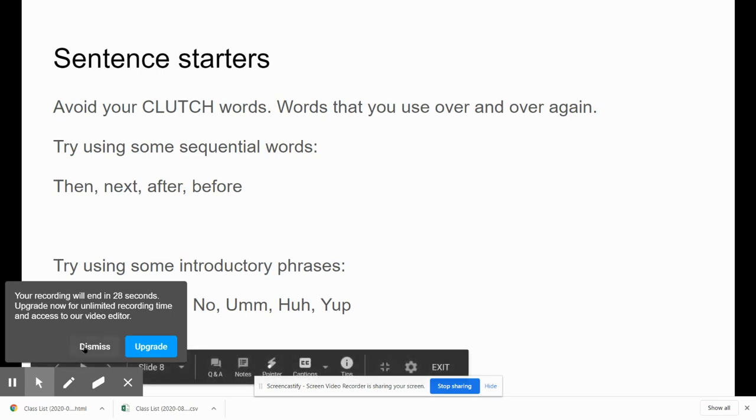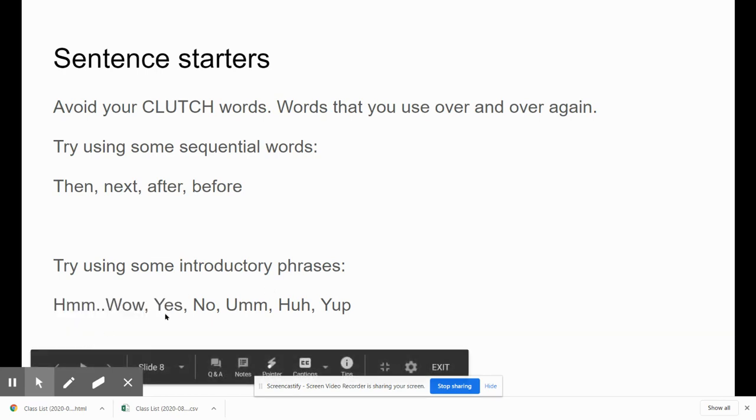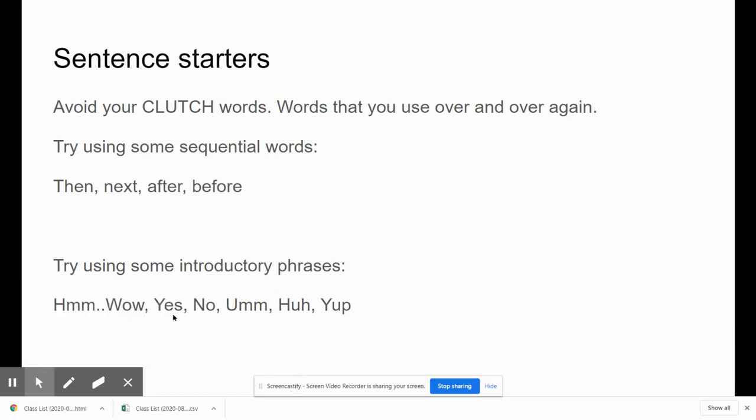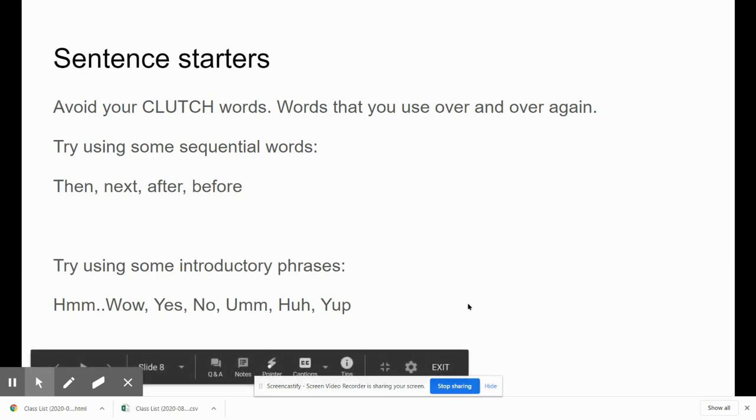It's raining outside. I wonder if we'll go out for recess. Or, wow, the gym was full of so many balls that we had so much fun with. So try an introductory phrase to grab that reader's attention and make your writing more interesting.